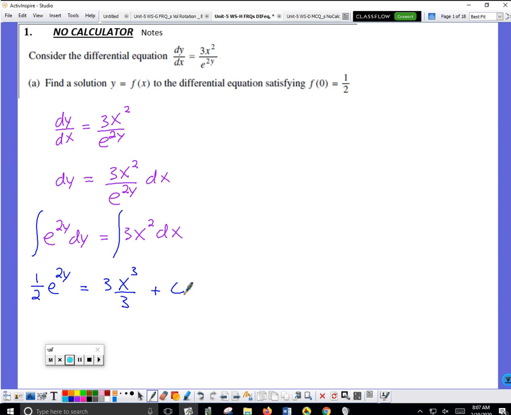We're going to simplify the 3x cubed over 3 to just x cubed. Absolutely. So these will divide to make 1. So now we're here. So I have 1/2 e to the 2y equals x cubed plus an unknown constant.